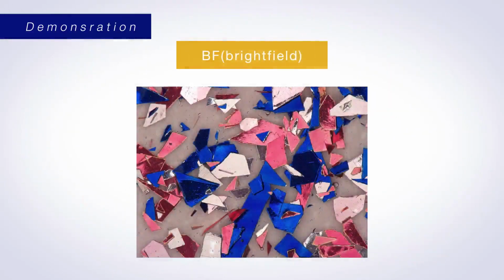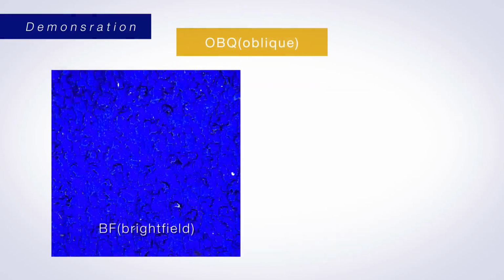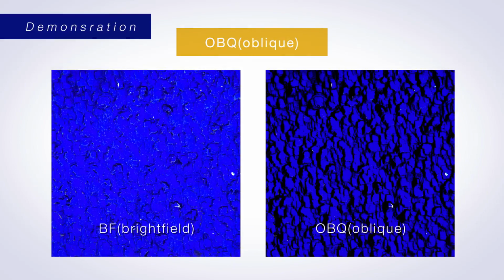This is bright field observation, a common method that illuminates the sample from directly above. This method is suitable for observing the fine structure of a flat sample. The oblique observation method enhances the unevenness of a surface on the bright field only in one direction. This method is best for observing uneven or textured samples and cutting traces.